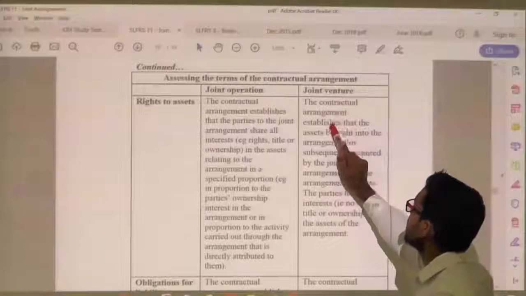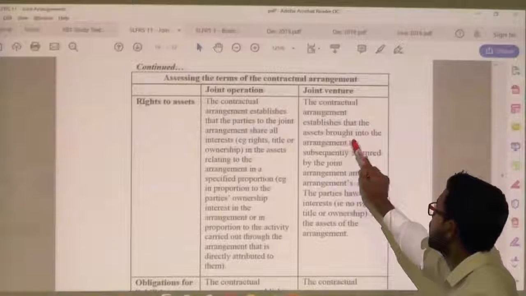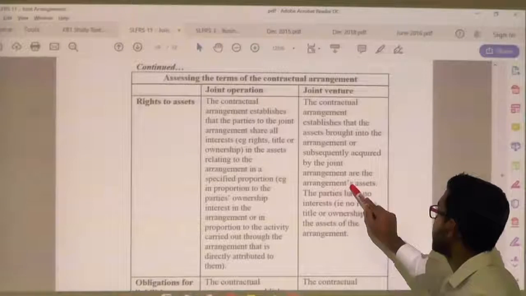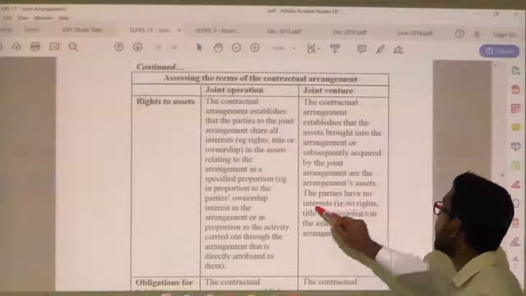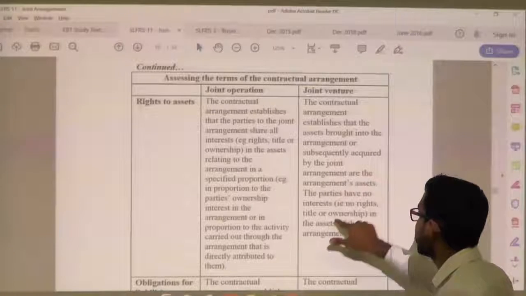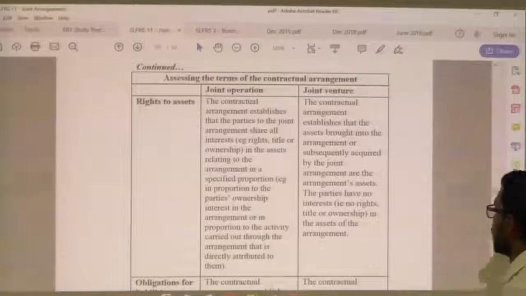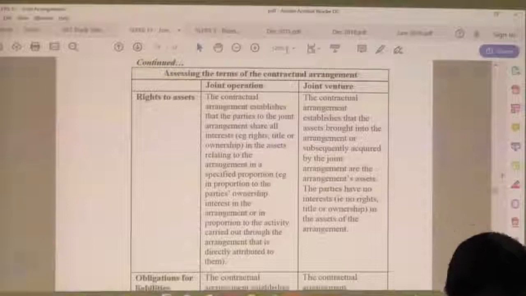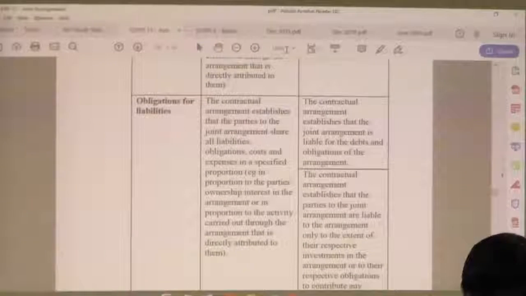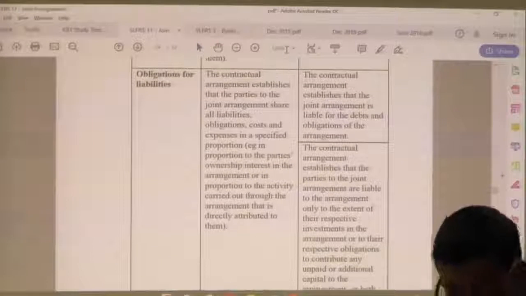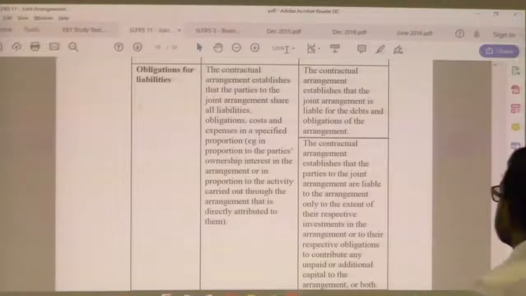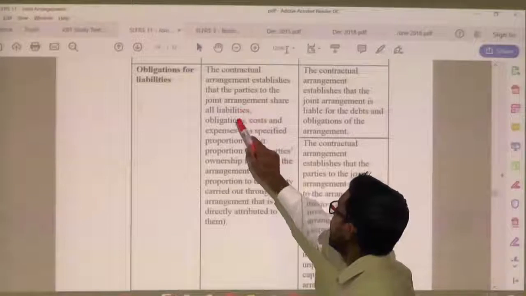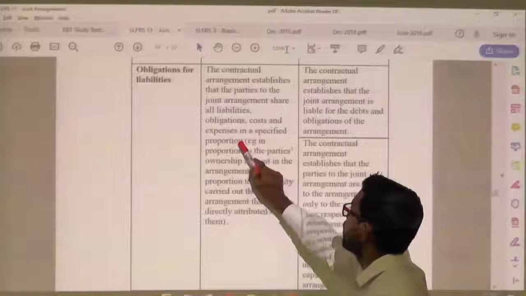In a joint venture, the contractual arrangement establishes that assets brought into the arrangement or subsequently acquired by the joint venture are arrangement assets, and the parties have no interest, underline the word no interest, title, or ownership in the assets or liabilities. You don't have interest in assets if it is a joint venture. Obligation for the liabilities: here, if it is a joint operation, the parties share all liabilities, obligations, costs, and expenses in a specified portion.